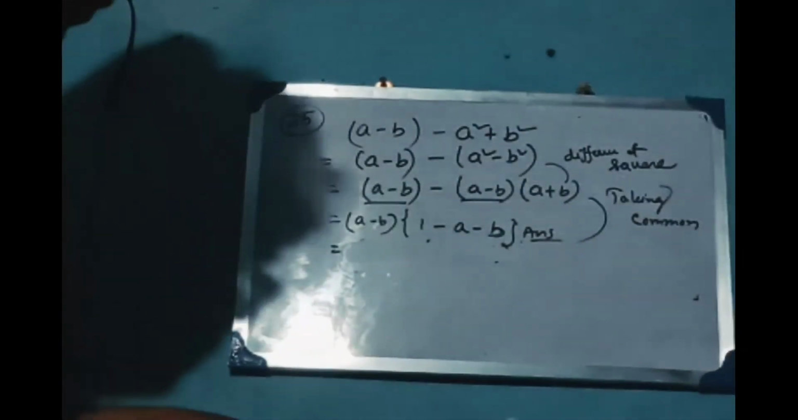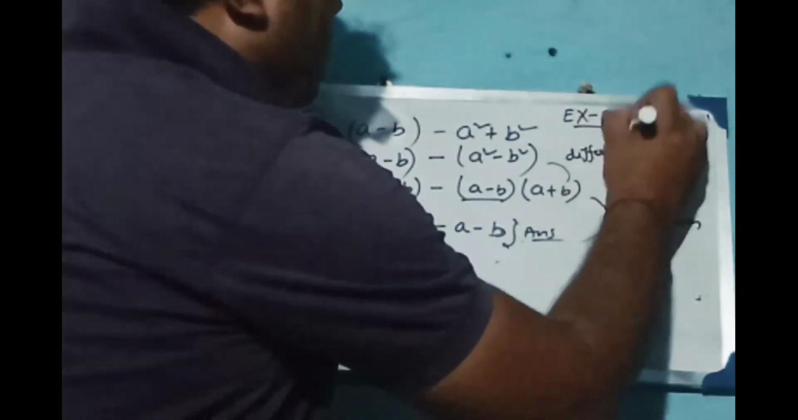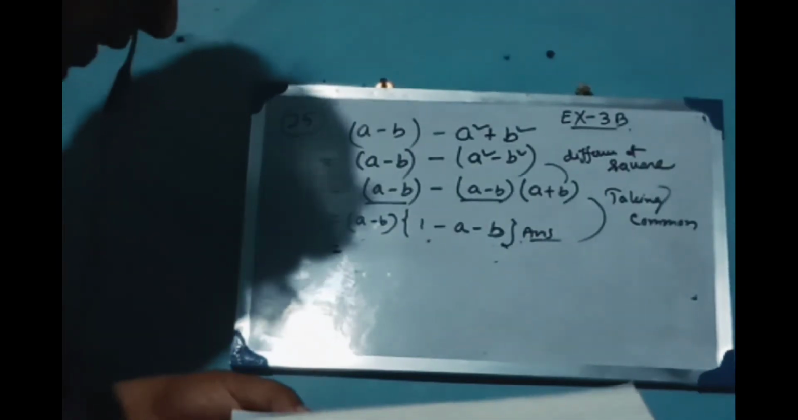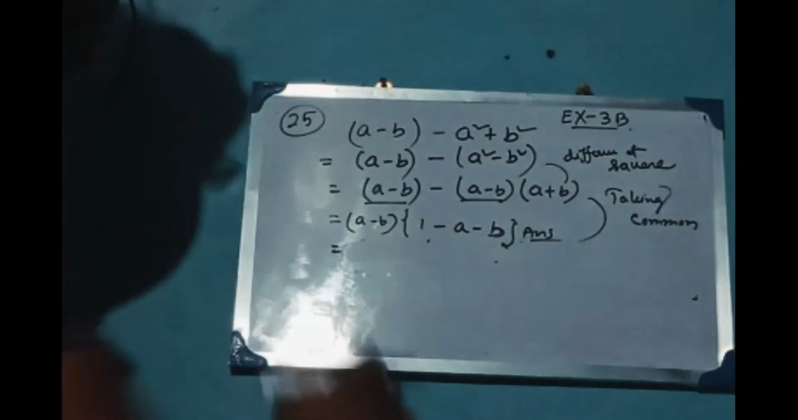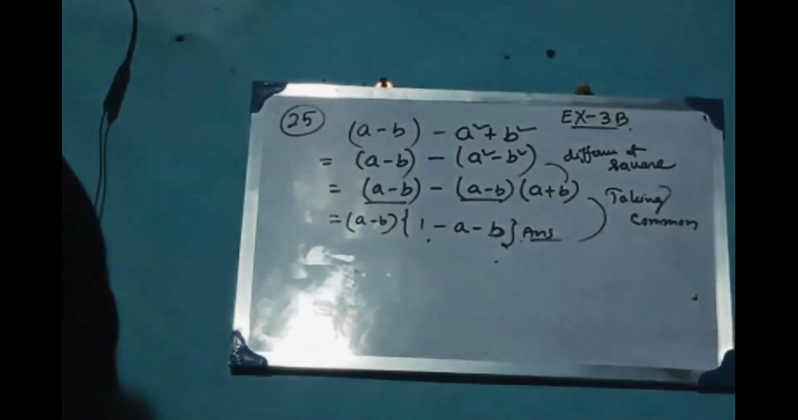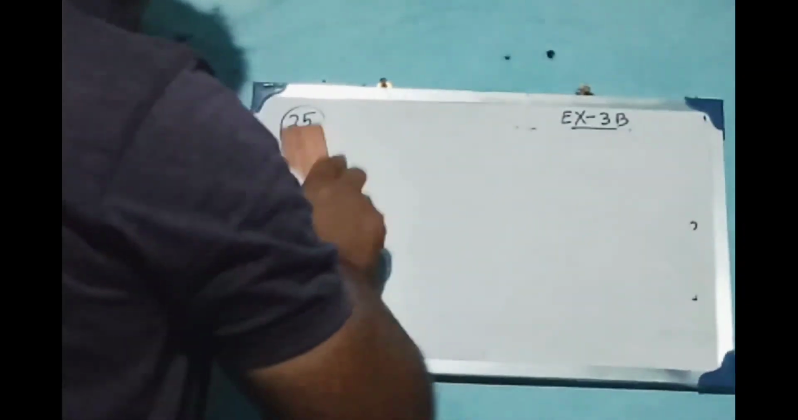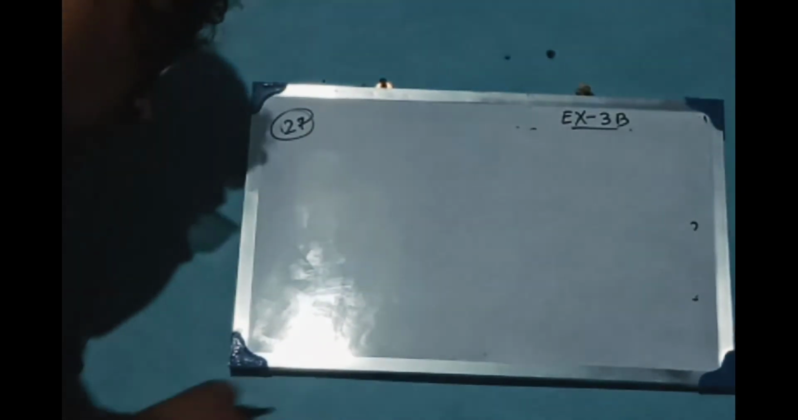Next, move to another question. We are following exercise 3B. Exercise 3B. Next, we move to question number 27. We have done question 25. I am doing question number 27. Now in question number 27, the question is given here.